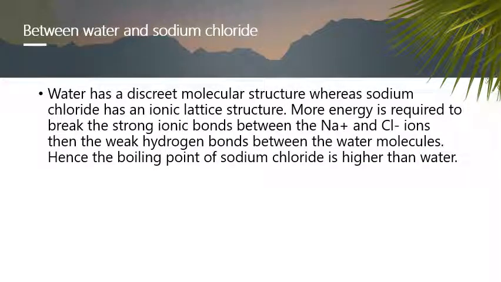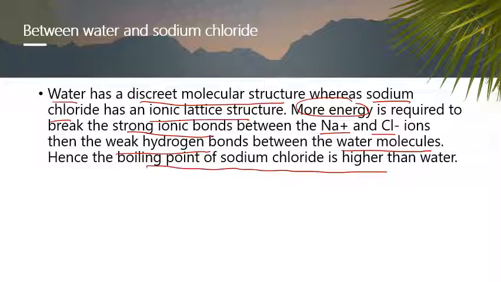Well, first we have structure and bonding. So structure, what is a structure? Water has a discrete molecular structure. Sodium chloride has an ionic lattice structure. So first mention the structure. Now, what type of bonds are there? So you have strong ionic bonds between Na plus and Cl minus ions. We have weak hydrogen bonds between the water molecules. So more energy is required to break the strong bonds than the weak bonds. Therefore, the boiling point of sodium chloride is higher than water.